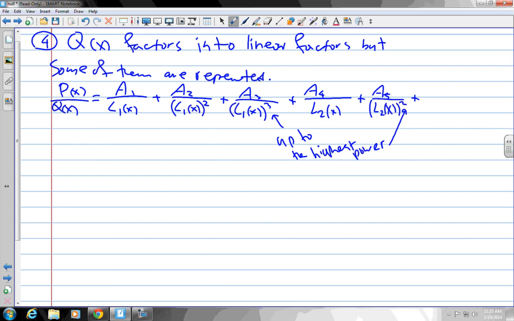So if you see a factor to the power of 5 when you look at your q of x, let's say x plus 1 to the power of 5, you're going to need x plus 1 squared, x plus 1 cubed, x plus 1 to the 4th, and x plus 1 to the 5th. Because potentially, you might have been adding all those 5 fractions. They will not affect the LCD, so you need to look at all possible cases. Okay? So let me do an example.